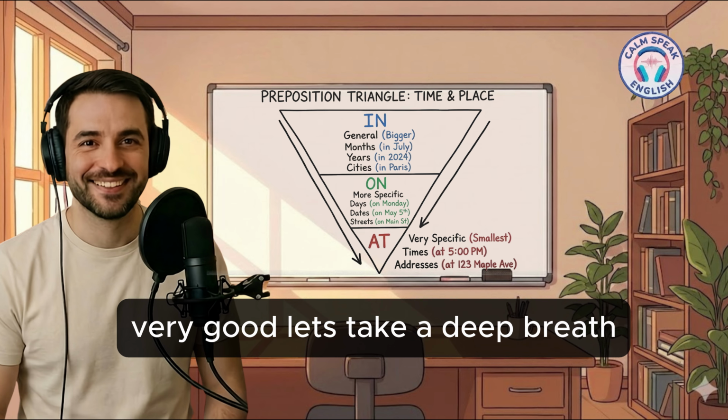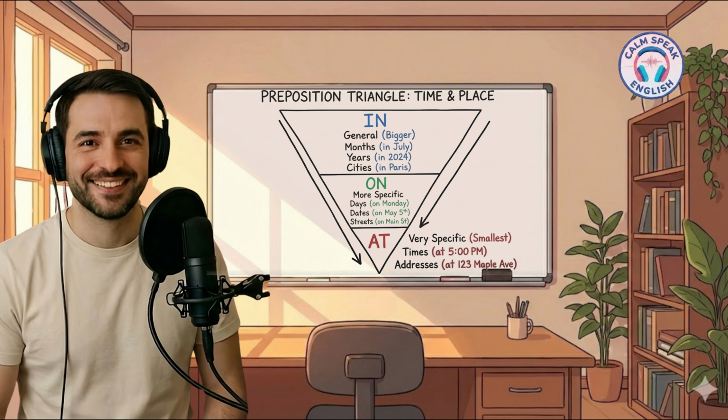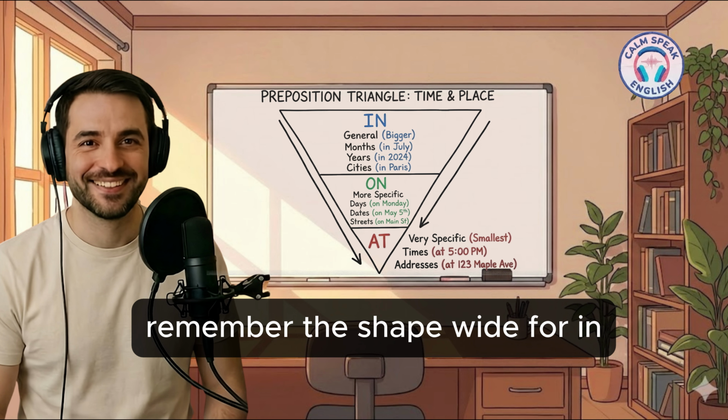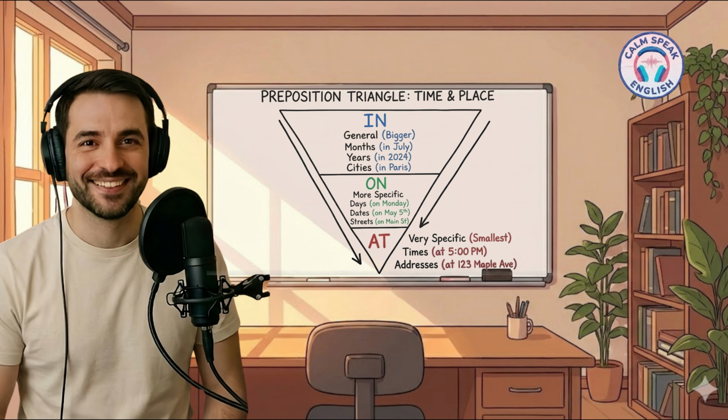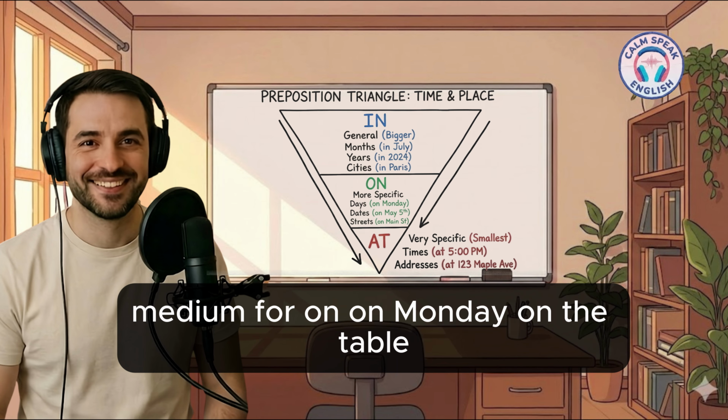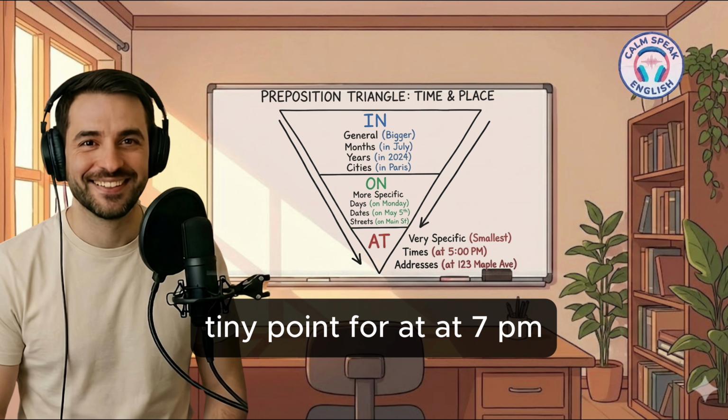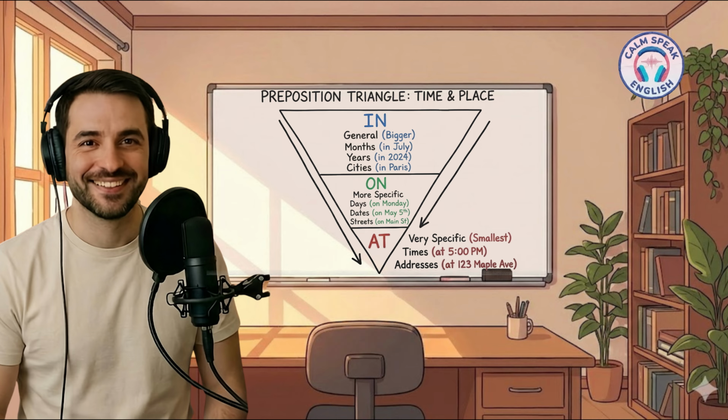Very good. Let's take a deep breath. Remember the shape. Wide for in the morning, in London. Medium for on Monday, on the table. Tiny point for at 7 p.m., at home.